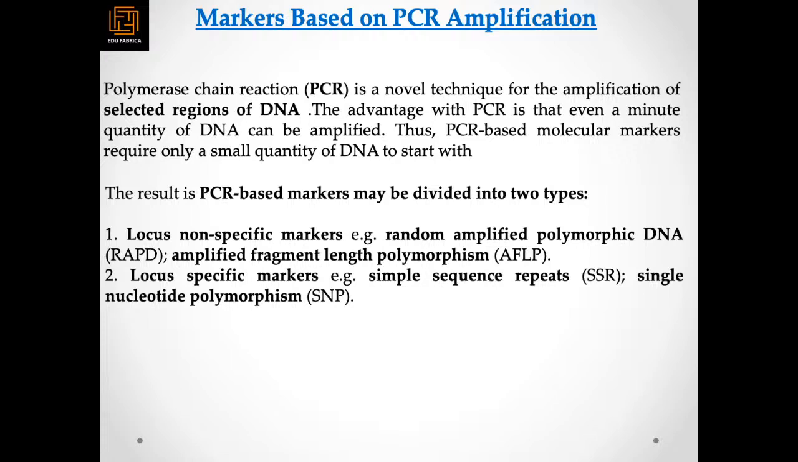First is locus non-specific markers, under which examples are random amplified polymorphic DNA, that is RAPD, then amplified fragment length polymorphism, that is AFLP. And second is locus specific markers, for example simple sequence repeats, that is SSRs, and single nucleotide polymorphism, that is SNP. We will discuss each one of them one by one, and they are both PCR based. The difference is that the first is locus non-specific and the second is locus specific, SSRs and SNP.